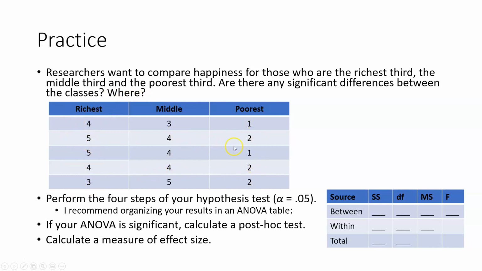These are happiness scores. I want you to perform the 4 steps of your hypothesis test using an alpha of 0.05. I recommend that as you do that, you put your results in an ANOVA table like this, with all 9 of these steps articulated. If your ANOVA is significant, then you should calculate a post hoc test as well, and calculate a measure of effect size, and then write it up as if for publication. Please pause your video, work through this example, and then when you're ready, move on to see the answers.